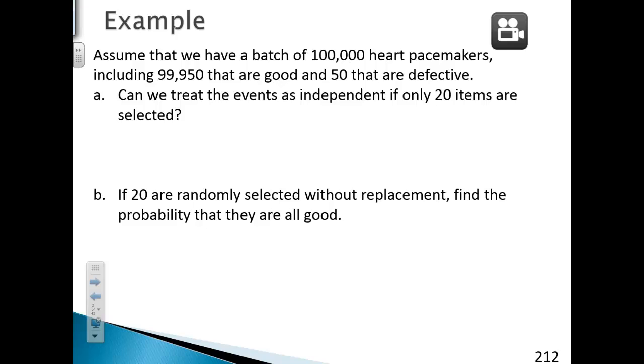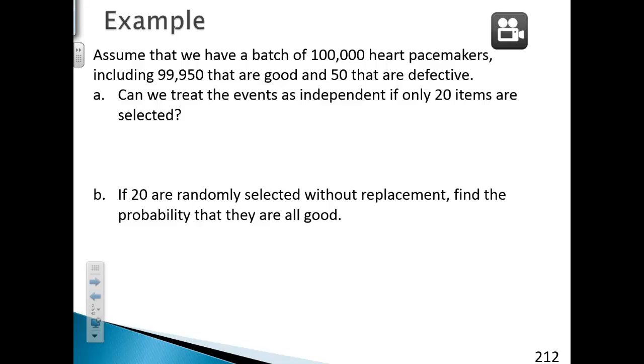Alright, now let's look at treating dependent events as independent. We can treat dependent events as independent if our sample size is less than 5% of the population. We do this when we have a large population that we're choosing from and the chance of selecting the same person twice or the same item twice is extremely small.